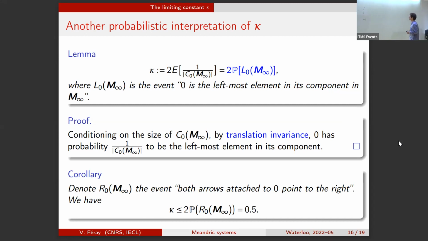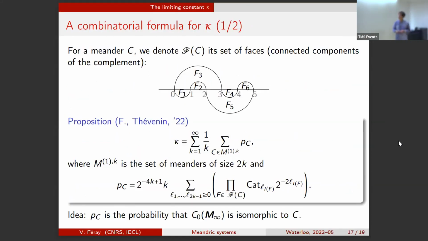And you can make that a bit stronger. Maybe if I want 0 to be the leftmost point in my component, I should avoid configurations like that, where I have some, let's say, small arch, another arc like that, and then I have a big arc going left. And if you try to describe configurations like that and avoid them, you can improve your bounds. And that's basically the idea on how we get the upper bound in the theorem. And okay, now that was more probabilistic.